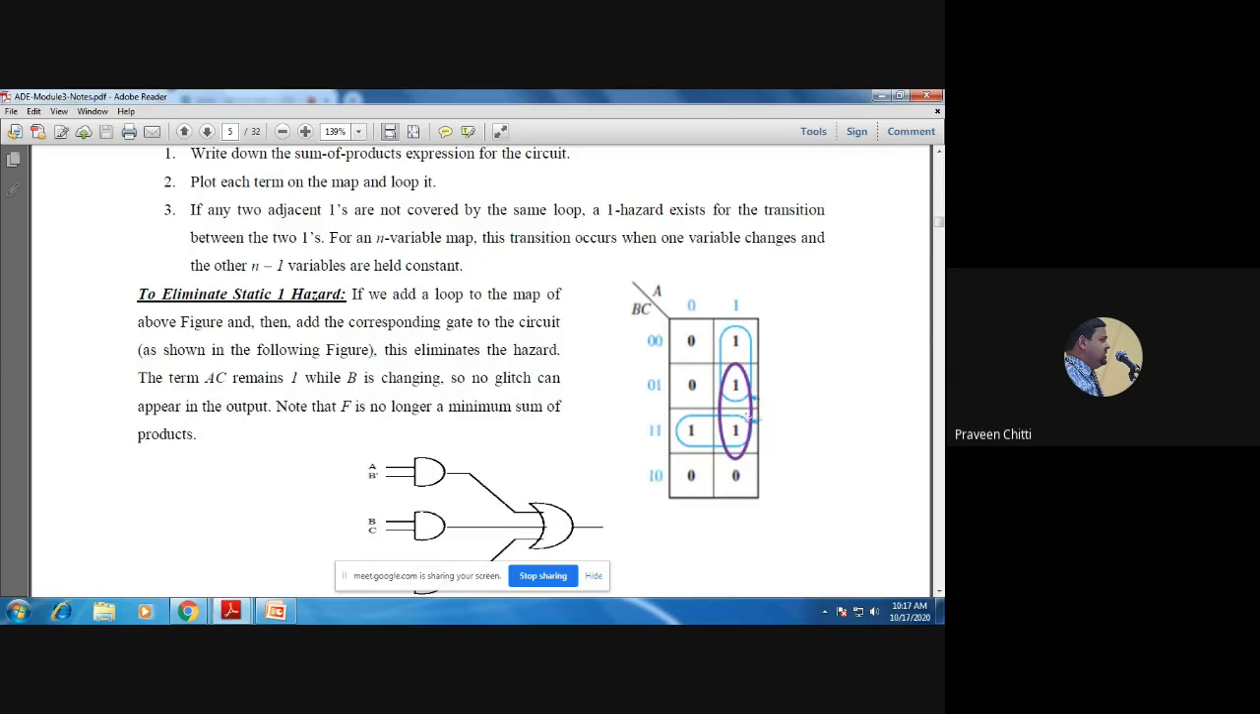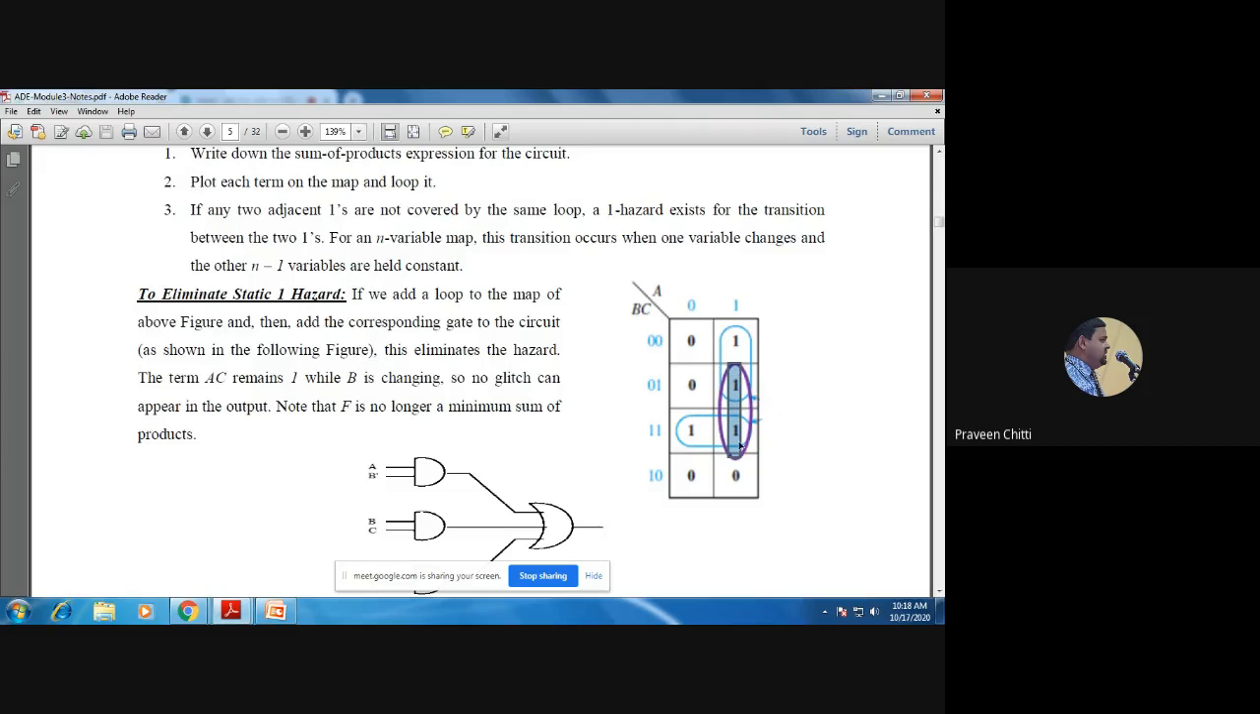Normally we form these two pairs, but in this process what is happening? These two ones are adjacent, and we have not covered them in any group. Since these two adjacent ones are not covered in any group, in such cases there definitely exists a static 1 hazard. Then what should you do to eliminate that static 1 hazard? Whatever adjacent ones are there, you form a group for those also. So you should form a group of these two ones also, though it is not otherwise required, because these ones are already covered in other groups.